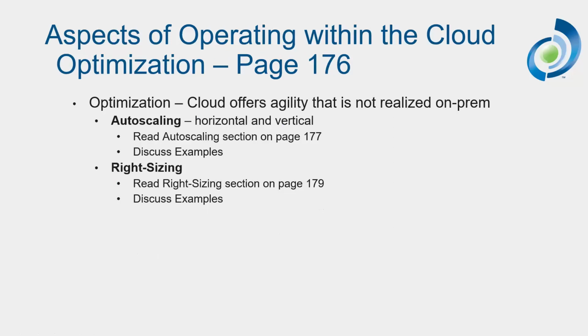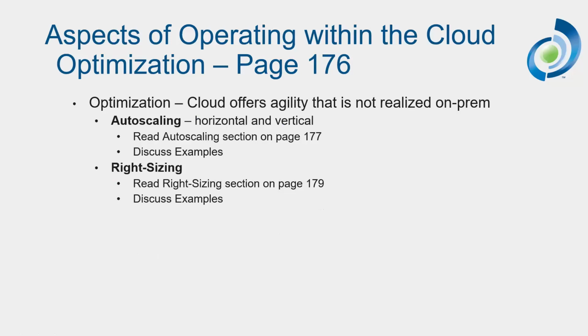All right, now we're looking at optimization. So optimization, cloud offers agility that's not realized on-prem. So this is when we get really, really into what is so good about the cloud. Of course, what's already good about the cloud? It's cheaper if you know what you're doing. It's faster. You get things closer to your customers. There's so many things that are better about the cloud. But then we're going to get really into the virtualization and what's better here, auto scaling.